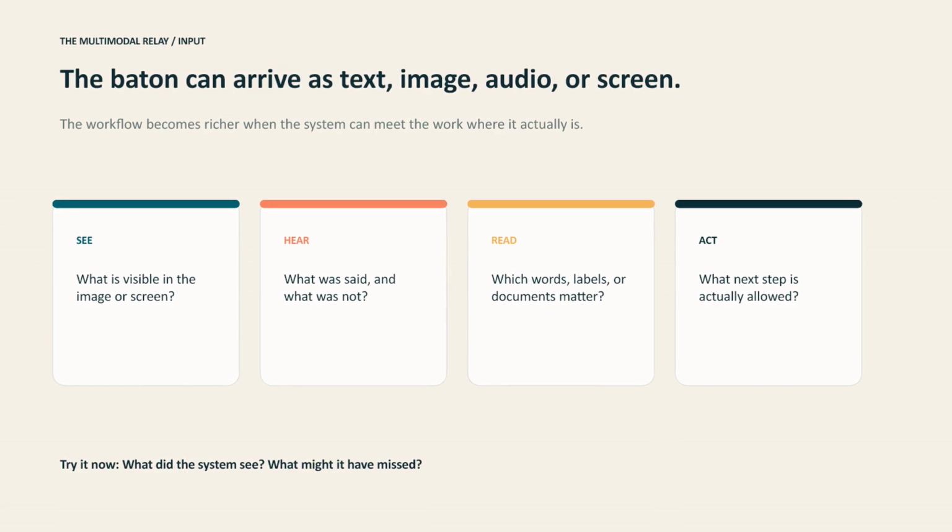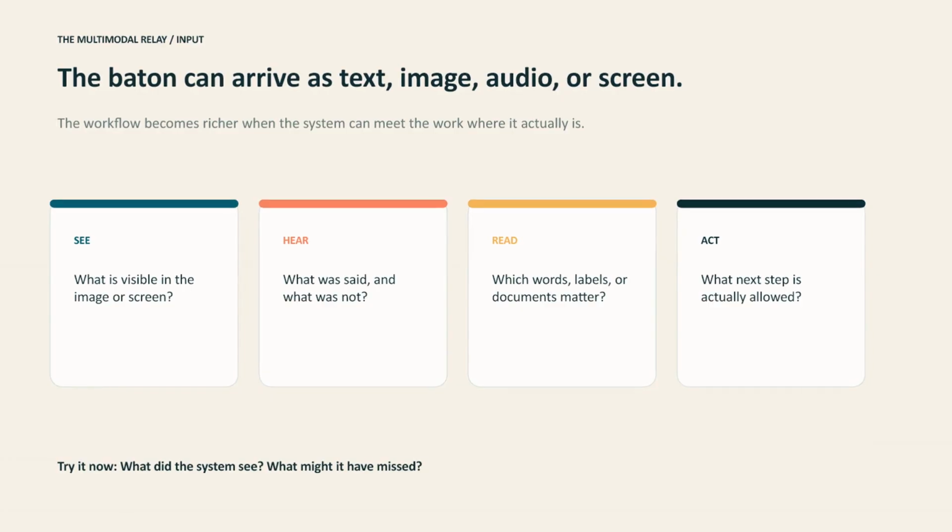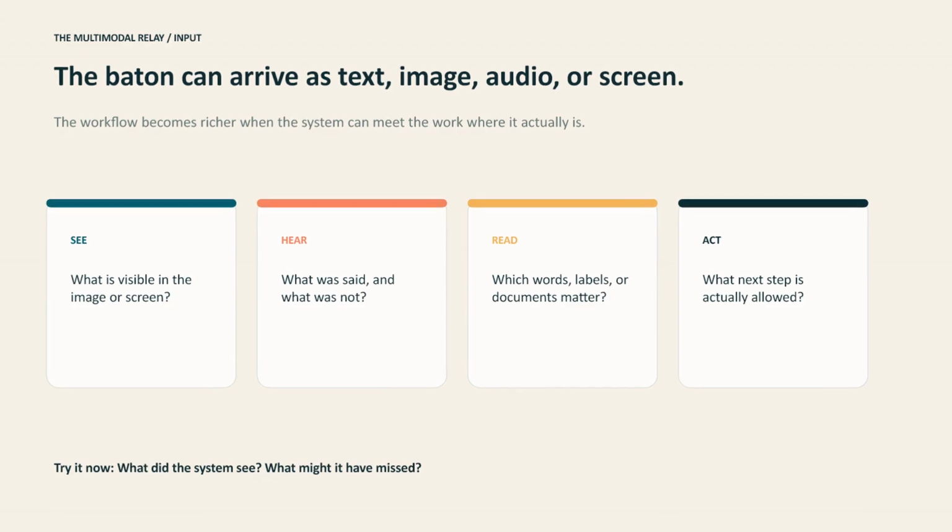Ask 4 questions. What is visible? What was said? Which words, labels, or documents matter? And what next step is actually allowed? The workflow becomes richer when the system can meet the work where it is. But more input does not remove the need for human interpretation. It gives us more context to examine.